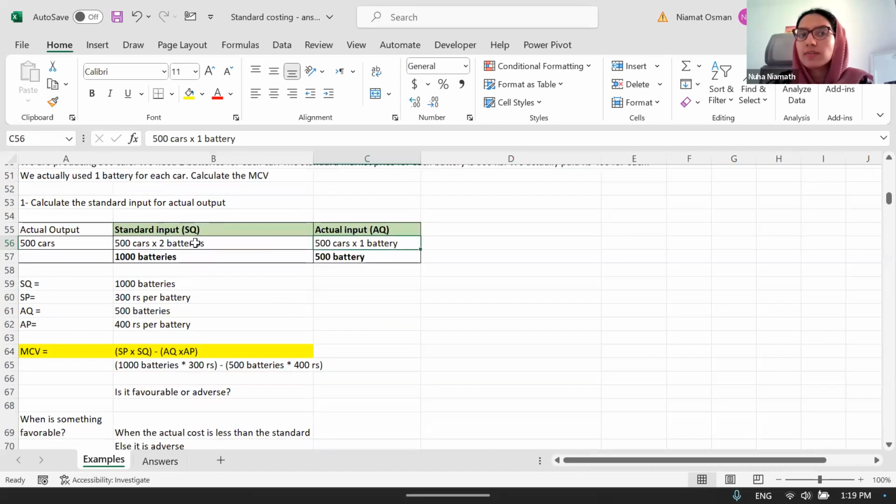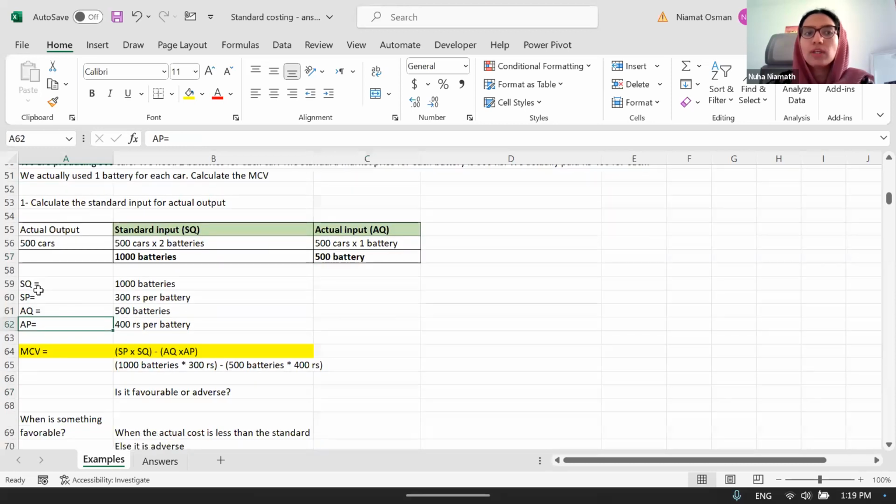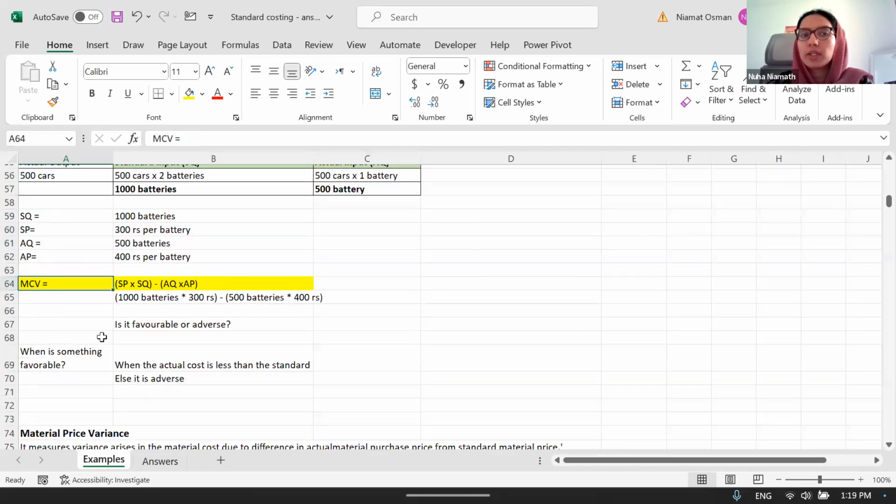So this way we get our SQ and our AQ. SQ is 1000 batteries. SP is already given to be 300 rupees. AQ is 500 batteries. AP is given to be 400 rupees each. So we have found all the components we need for our material cost variance: SQ, SP, AQ, AP. Now we go down to our material cost variance.